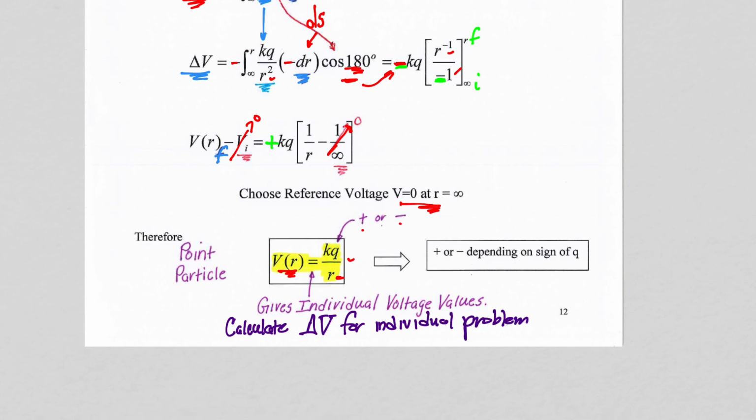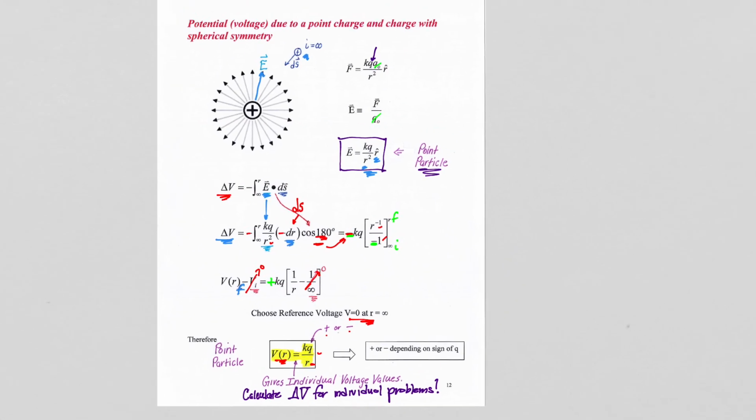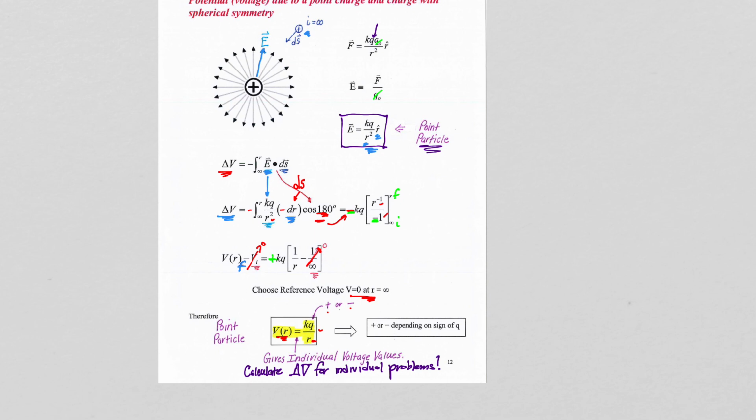And that is it. This derivation would be a possibility that you would have to be able to work through and know, so please make sure you ask any questions about being able to derive the expression for the voltage function for a point particle.